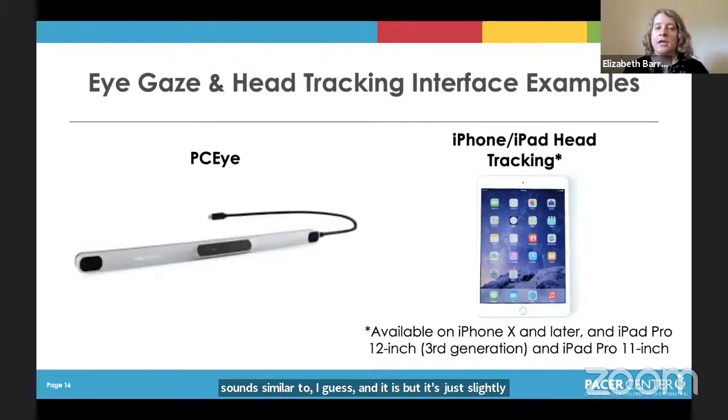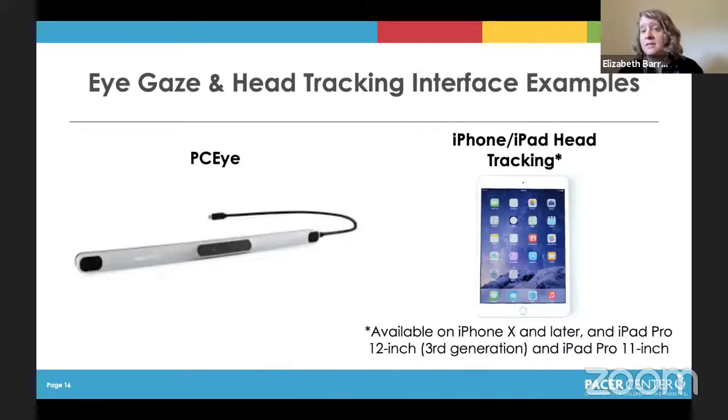So head tracking is tracking the movement of your head, whereas eye gaze is just looking at your eyes. So with head tracking, I can move my head to move a mouse around the screen, and then again, dwell in a certain place and do a certain action, whether it be raising my eyebrows, smiling, opening my mouth to tell the device that I want to activate something.